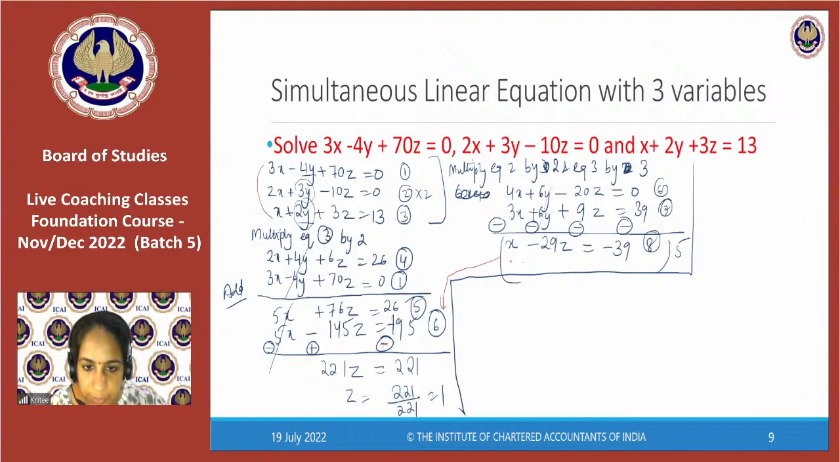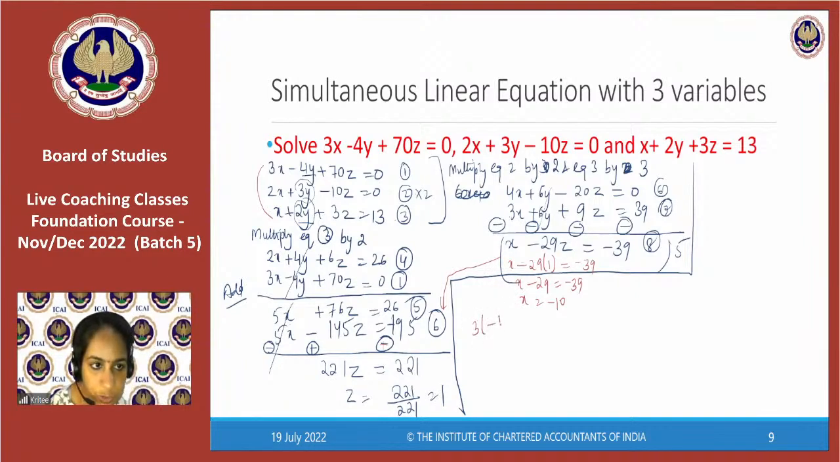Once you get the value of z, x minus 29 into 1 is equal to minus 39. So x minus 29 is equal to minus 39. X is equal to minus 10. Once you get the value of x and z, you can put it in any of the equations to get the value for y.